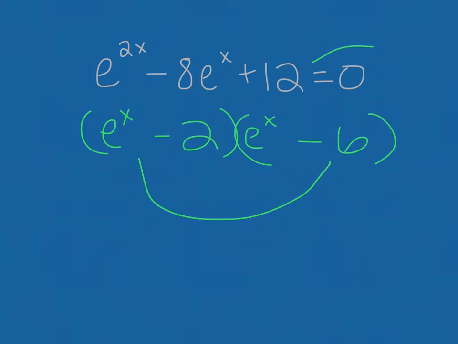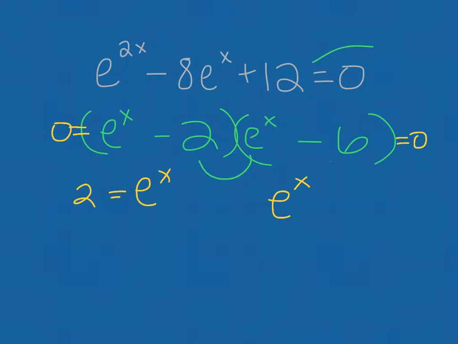If you check that, that's negative 6e to the x and negative 2e to the x, and together that gives you negative 8e to the x. So you know you did it right. Now, if either of those are 0, the whole thing's 0, which means I have to split and solve them. Set this one equal to 0 and set this one equal to 0. So I get e to the x equals 2 and e to the x equals 6.